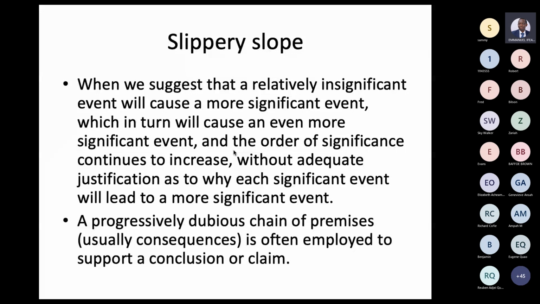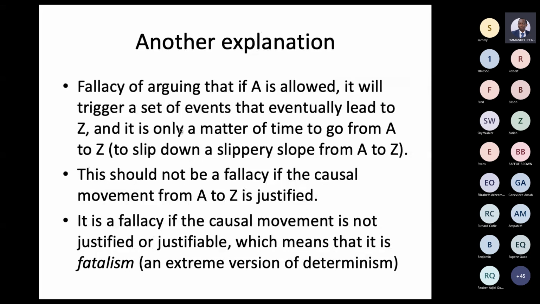You argue that if something is allowed to take place, it will cause something more serious, and then that thing will cause something more serious again, and things continue to escalate. This is the fallacy of arguing that if A is allowed, it will trigger a set of events that will eventually lead to Z, and it's only a matter of time to slip down a slippery slope from A to Z. Now, this should not be a fallacy if the movement from A to Z is justified. Sometimes it is justified. But it is a fallacy if the causal movement is not justified or even justifiable, which means that it is what we call fatalism, an extreme version of determinism.